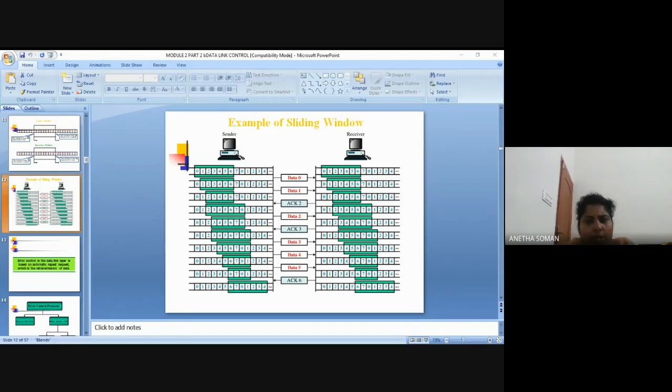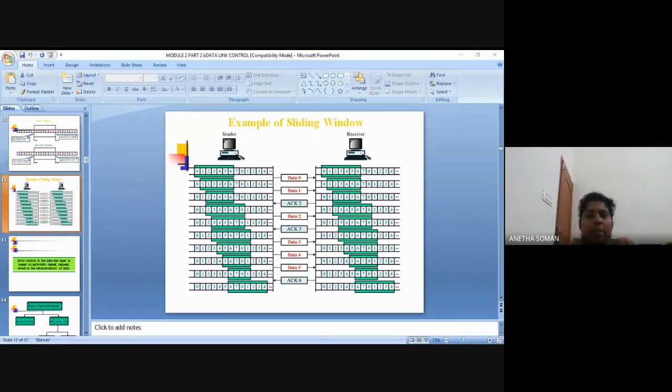Understanding why it is called a sliding window? Whenever data is sent out of the frame, the window moves towards the right, and whenever data gets into the frame at the receiver side, again the window slides towards the right.